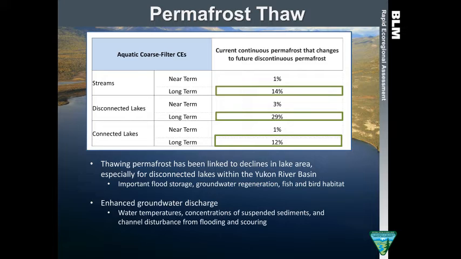This is especially important from a management perspective for disconnected lakes. A recent study throughout Alaska, and some of their study sites are actually in the YKL on refuge lands, looked at the potential for permafrost thaw in relation to disconnected lakes and connected lakes, and what those impacts would be. And what they found was a correlation in the decline in lake area for disconnected lakes, or the loss of habitat, with thawing permafrost.